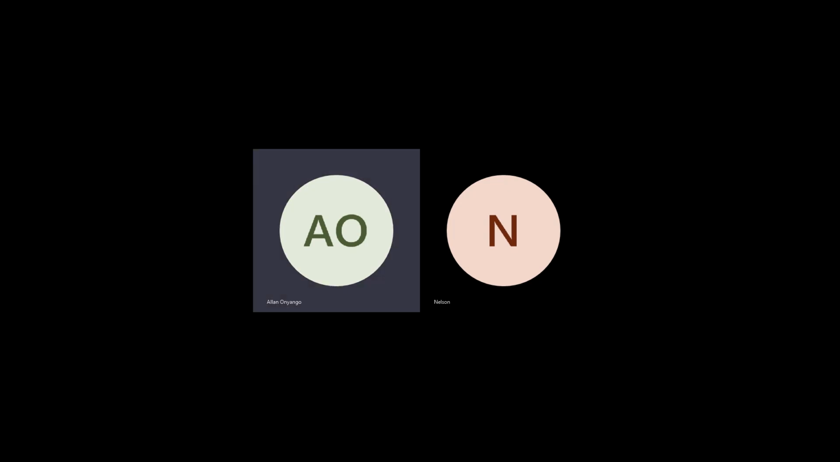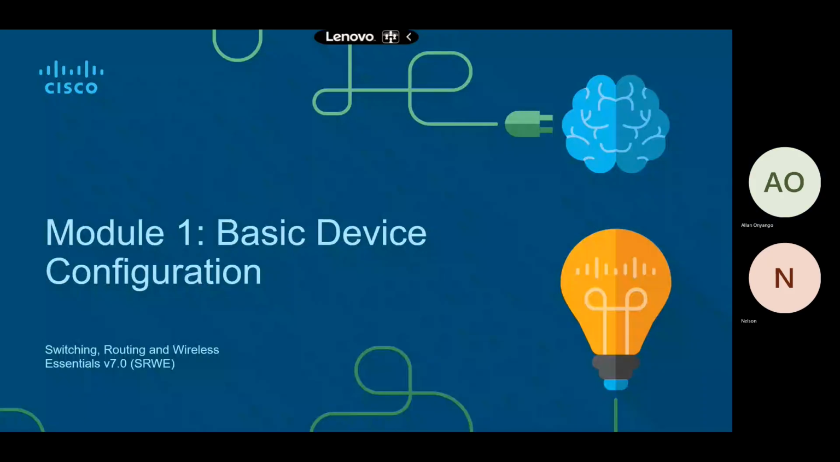Welcome to today's class. We are going to begin the first chapter of CCNA 2, that is routing, switching, and wireless essentials. And the first chapter is called basic device configuration.